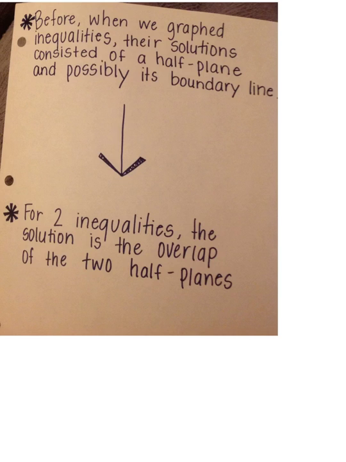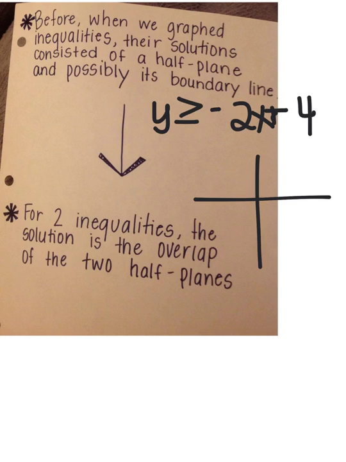So let's say that I want to graph y is greater than or equal to negative 2x plus 4. If I was to graph that now, this obviously is not going to be perfect, but I know my y-intercept is at 4. I also know that my slope is -2.